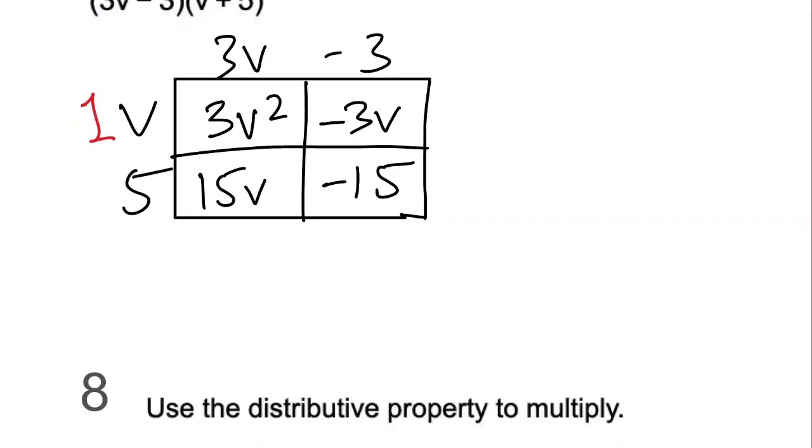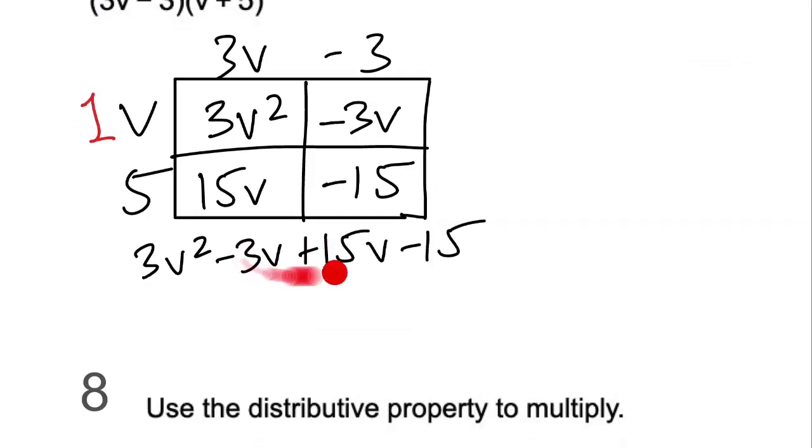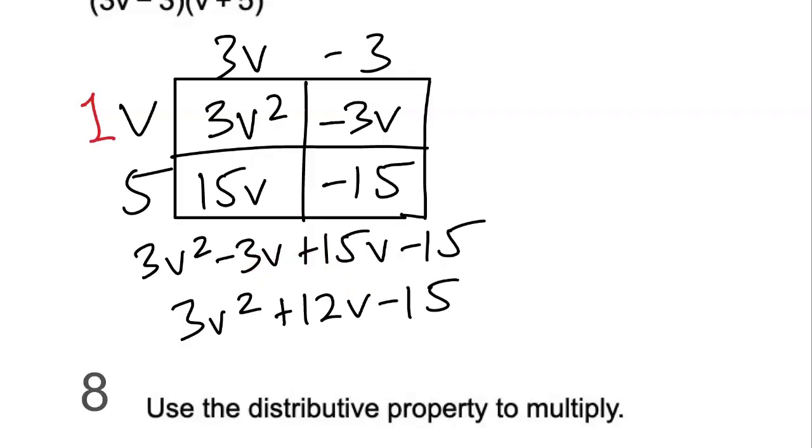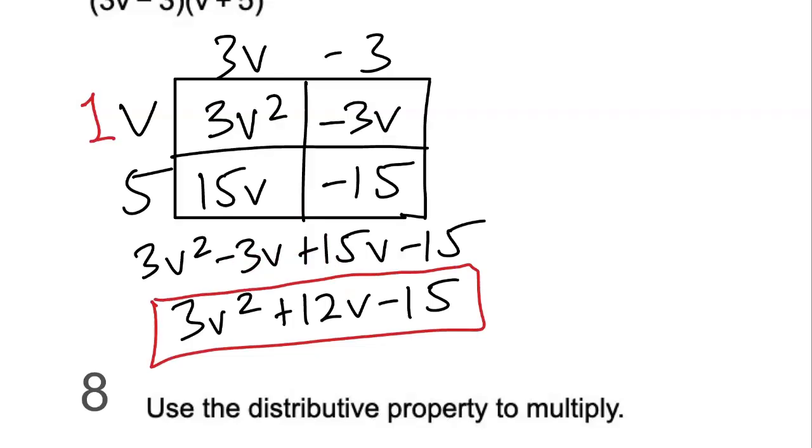Okay, so now you just have to write it in standard form, going from the top left to the bottom right. So it'll be 3v squared minus 3v plus 15v minus 15. Now remember, it doesn't matter which one you write first, because when you combine them, you end up getting the same answer at the very end. So 3v squared, negative 3v plus 15v is positive 12v, and then negative 15 just goes along for the ride, and you just drop it down.